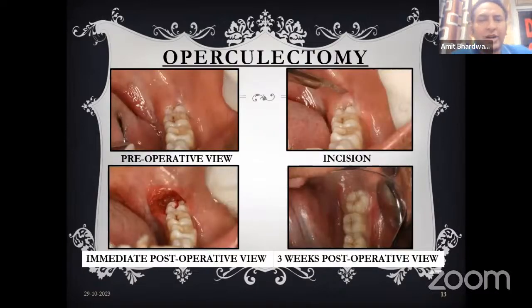Then comes operculectomy. Many patients come with pain, or sometimes they say that we were all right last night but suddenly this happened, we are getting pain in our last tooth. So on clinical observation you will feel that there is a semi-erupted or partially erupted last molar present in the mouth, whether in maxilla or mandible, right side or left side, but there is a covering of tissue which is known as operculum, and removal of that tissue is known as operculectomy.